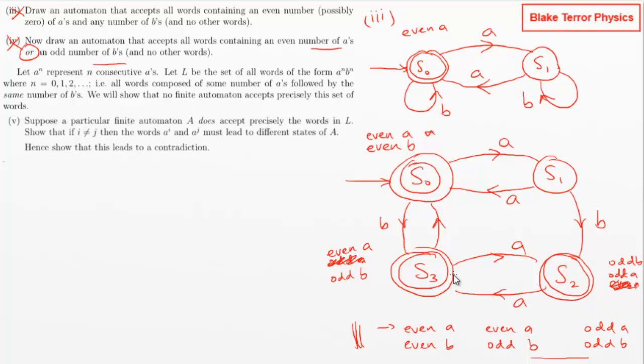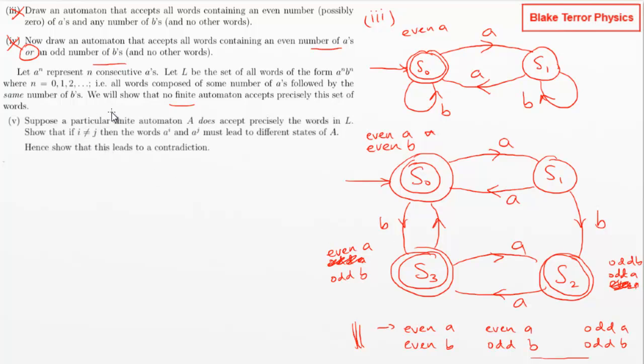Right, last bit then. Let A to the superscript n represent n consecutive A's. Let L be the set of all words that have the form A^n B^n, n starting from 0 going upwards. All words composed of some number of A's followed by the same number of B's. We'll show that no, oh, here we go, we're back on finite again. Finite automaton accepts precisely this set of words.